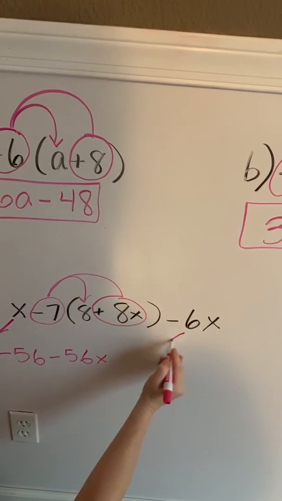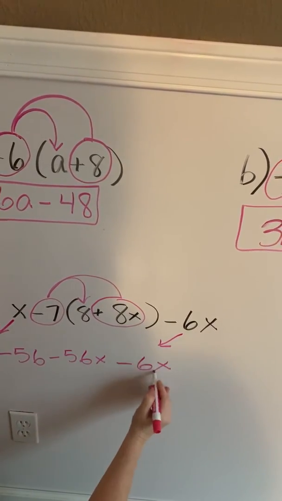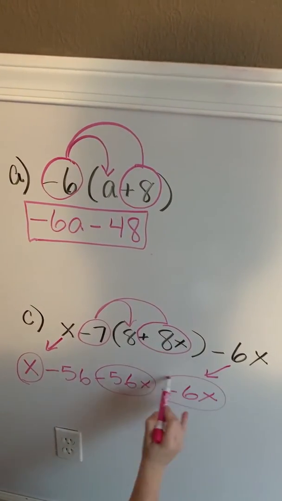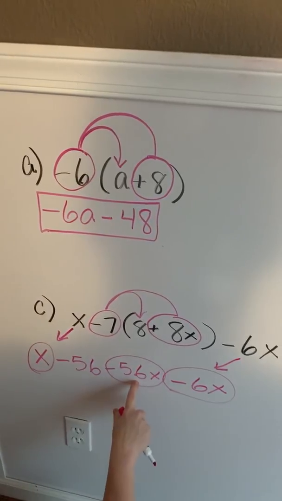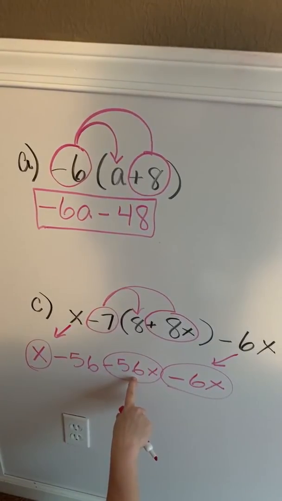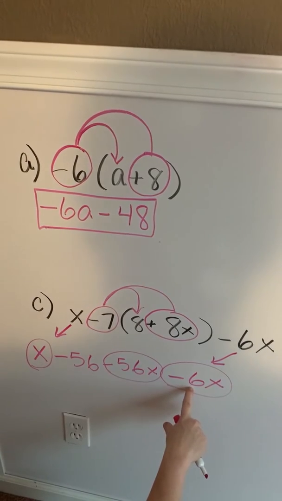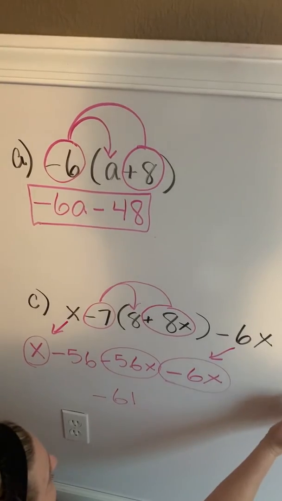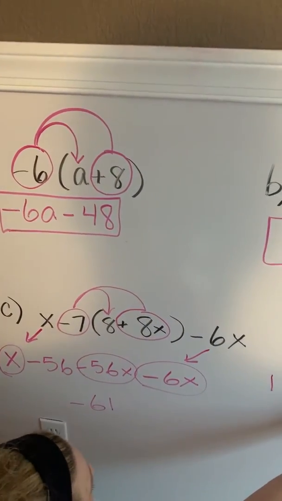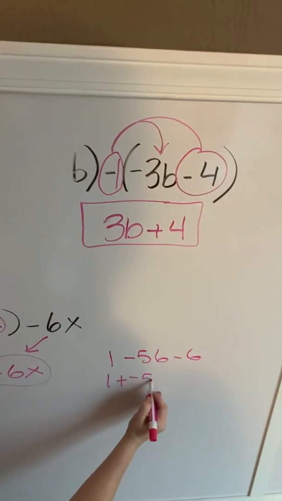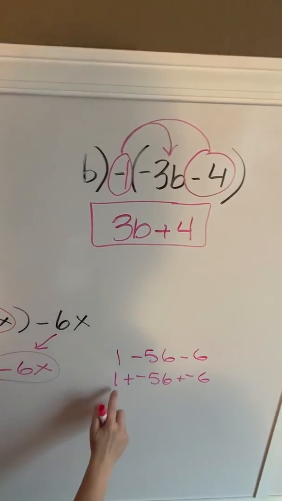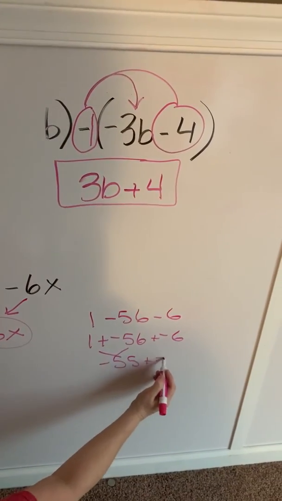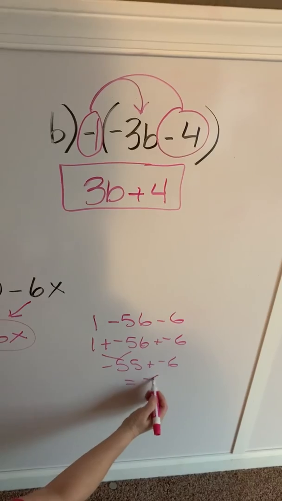And this is not inside the parentheses, so I'm just going to drop it. Now I combine. I have an x, another x, another x. So I have 1 minus 56 is negative 55. Negative 55 plus a negative 6 would be negative 61. And if you want to pull your coefficients out and solve it like this, you can. Same sign, add and keep; different signs, subtract. And that's going to equal negative 61.